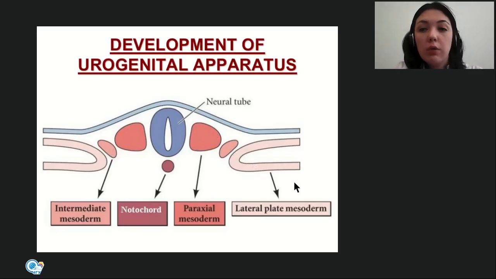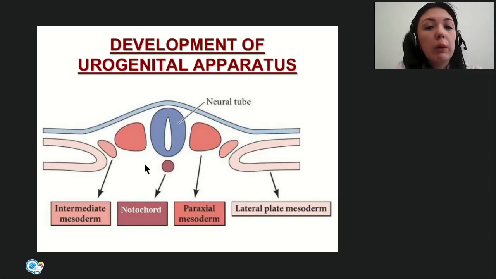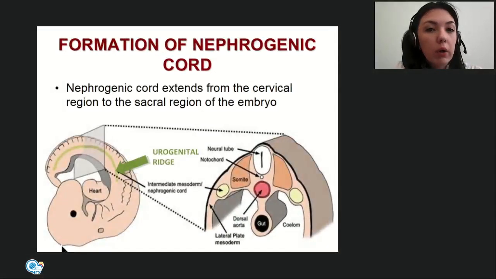So when we studied the digestive and respiratory system, we said that the endothelium of these digestive and respiratory tract organs is formed by endoderm, and all the other layers are formed by lateral plate mesoderm. Now we are interested in intermediate mesoderm. Intermediate is located between paraxial, that is closer to the vertebral column, to the axis, yes, and lateral plate mesoderm. So this intermediate mesoderm gives origin to both urinary and genital organs.